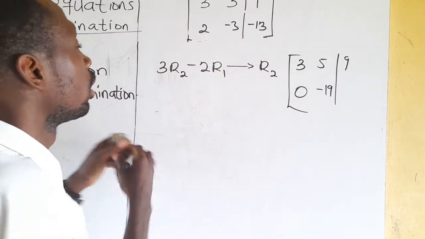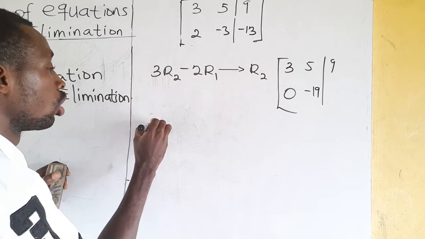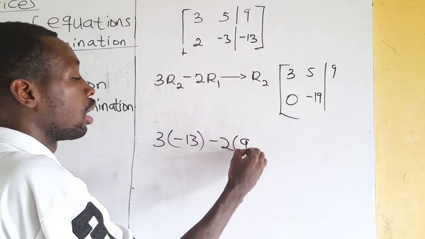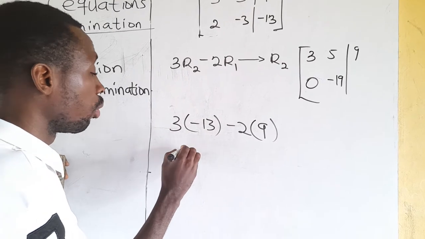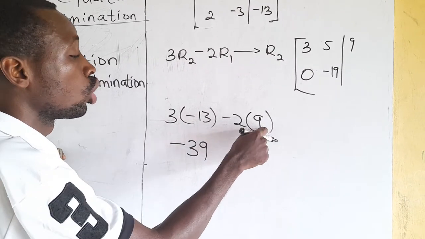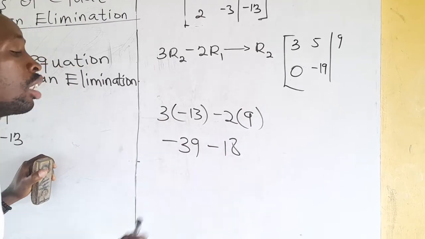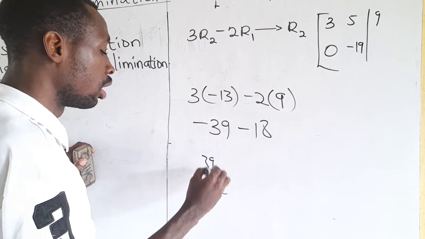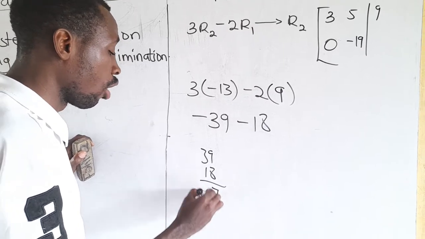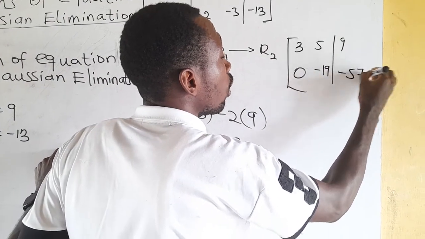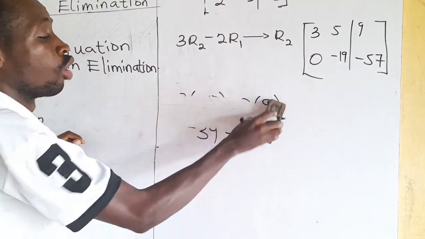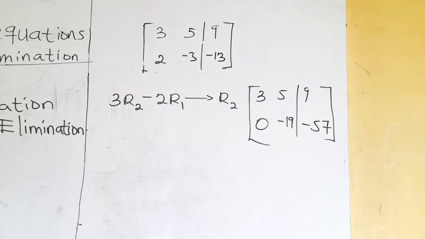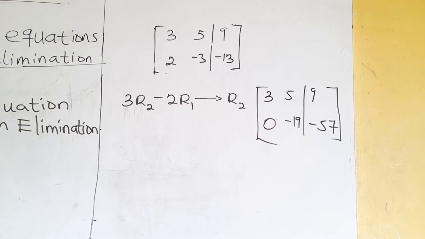Then the next place is this one. Still, 3 times R2 minus 2 times R1. So 3 times negative 13 minus 2 times 9. 3 times negative 13, I think that would be negative 39. Then 2 times 9 will be minus 18. So negative 39 minus 18, so 39 plus 18 will be negative 57. I hope you get that. So we have succeeded in making the entry there 0. So we don't have a problem.